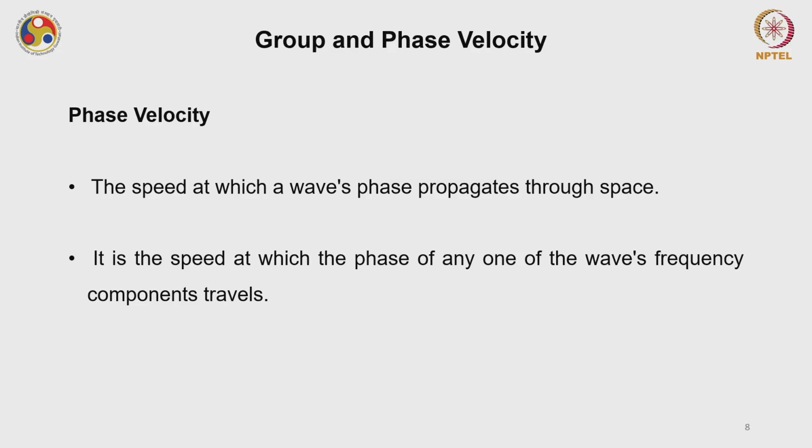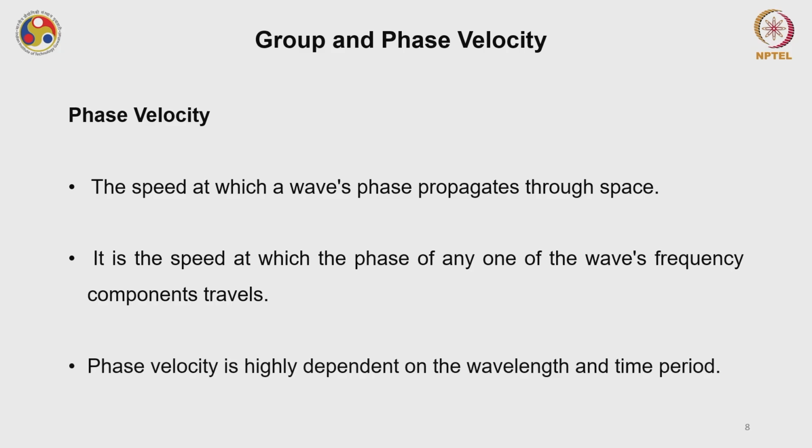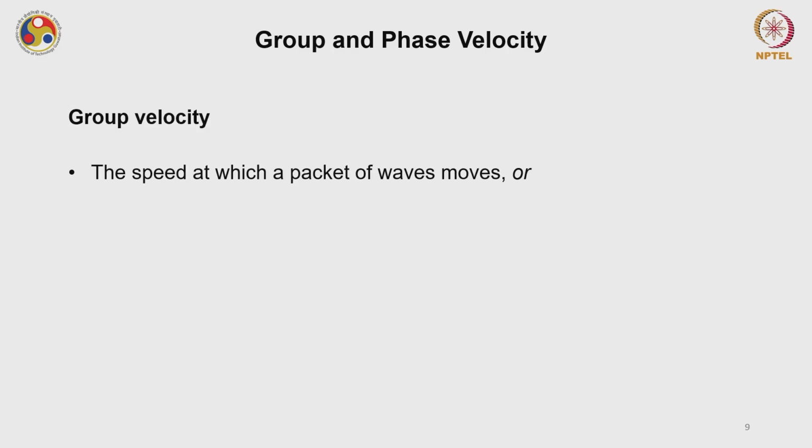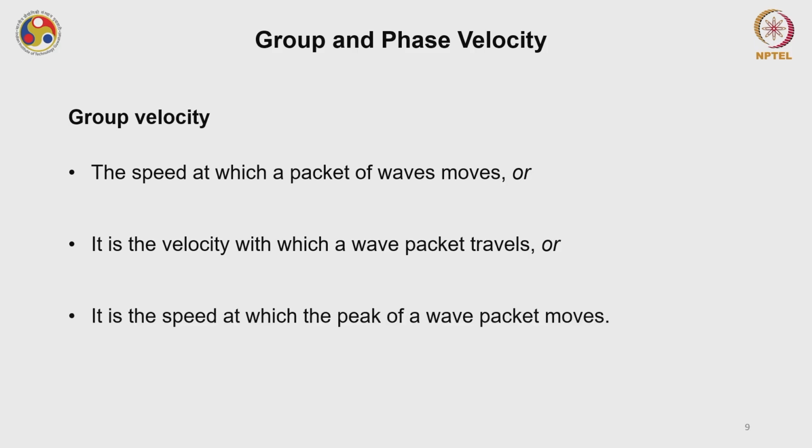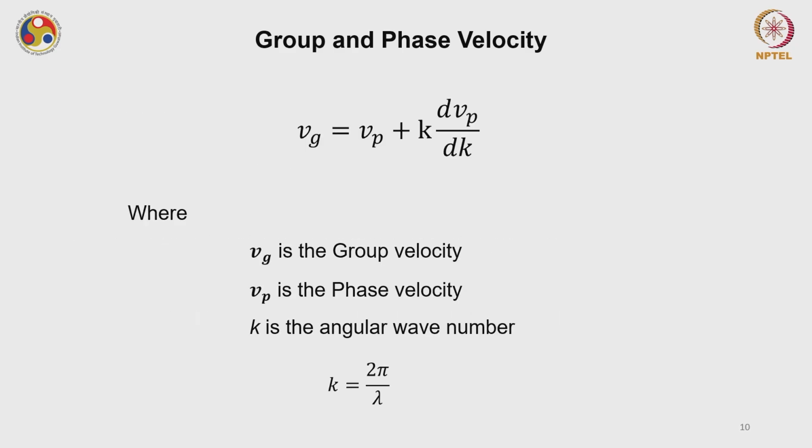So it is the speed at which the phase of any one of the wave's frequency components travels, okay. So phase velocity is highly dependent on the wavelength and time period, while group velocity is the speed at which a packet of wave moves, okay. So now I am not talking about a wave, but I am talking about the packet in which the waves are moving, okay. So it is the velocity with which this wave packet travels, and it is the speed at which the peak of the wave packet travels, okay.